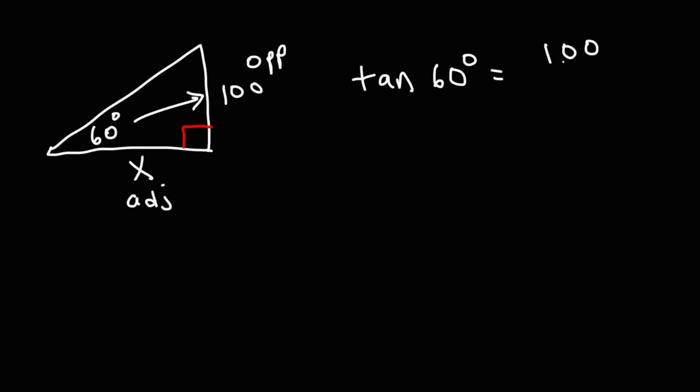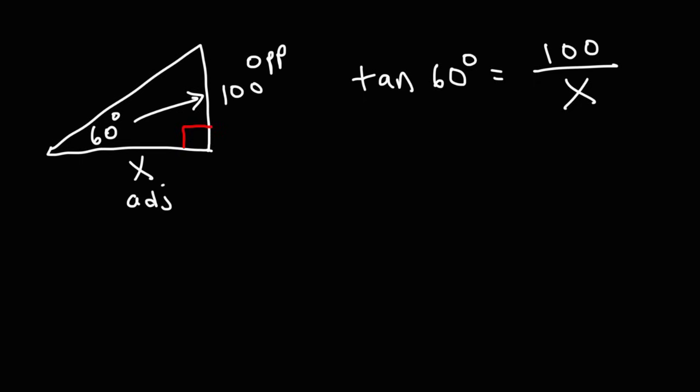Opposite to 60 is 100, so that's the opposite side. The other side has to be the adjacent side. So think of SOH CAH TOA, OA, opposite, adjacent. So we need to use tangent. Tangent of the angle being 60 degrees is equal to the opposite side, which is 100, divided by the adjacent side, which is x.